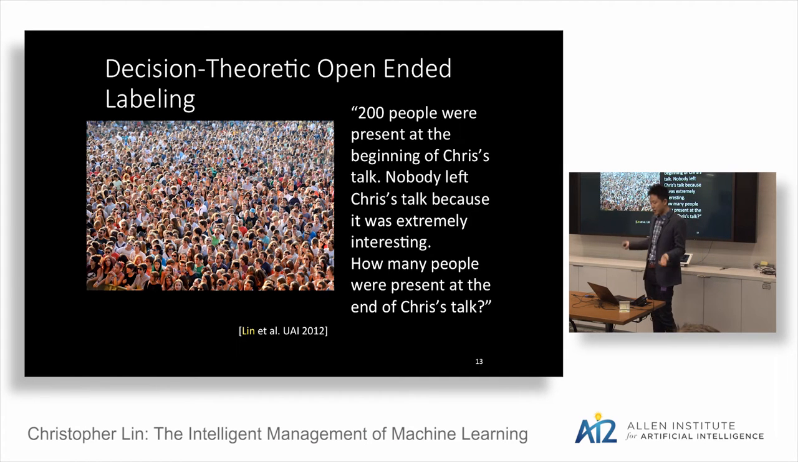In my UAI 2012 paper, we looked at how you can make decisions about redundant labeling when you don't have a finite set of possible answers.